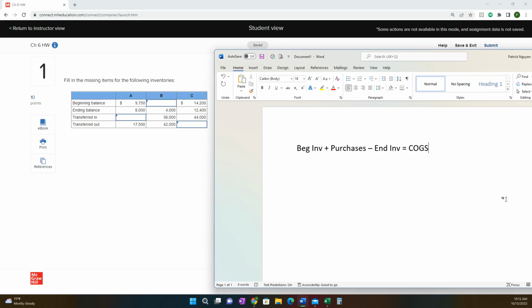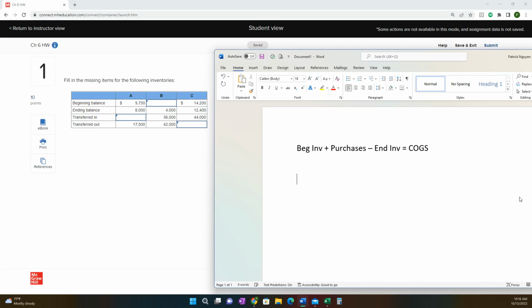This is the equation that a retailer would use, such as Walmart or Target, when they purchase items from a manufacturer for resale. For a manufacturer, however, remember that they generally have three different inventory accounts. They have raw materials, work in process, and finished goods. So they use different names for some of these accounts, but the concept is still the same.